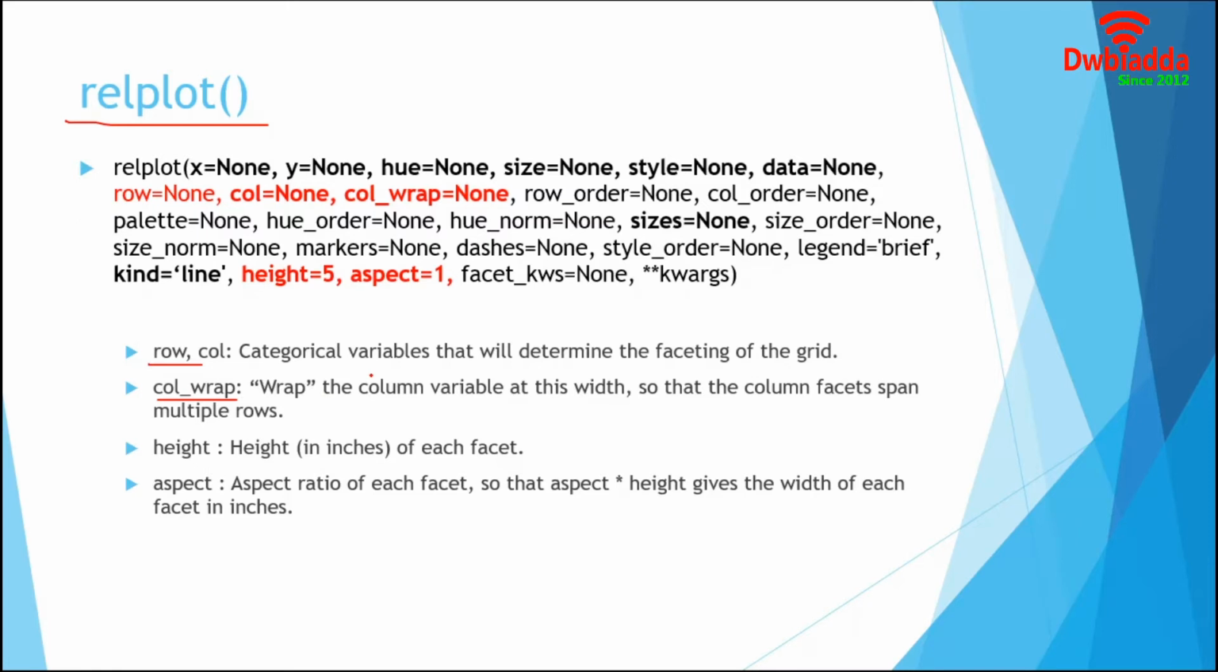We can set a specific number of columns and the system will adjust this using the rows. We can set the height of the facet using this height parameter. Finally, aspect will determine the aspect ratio of each facet. Generally, aspect times height will be equal to the width of the facet. Now, we are going to Jupyter and continue there.